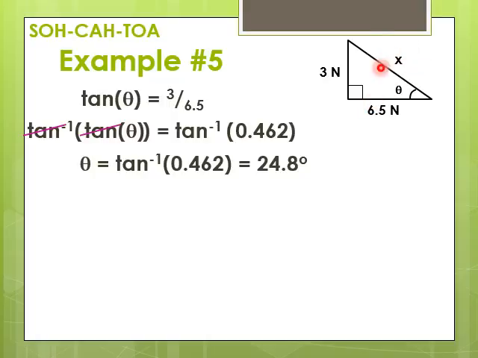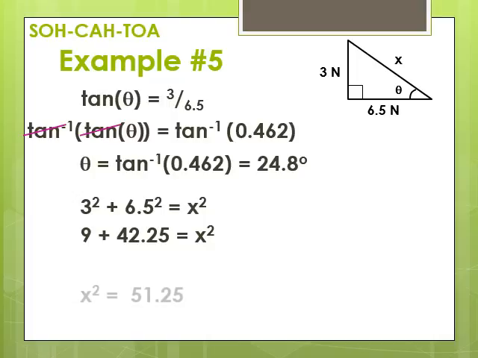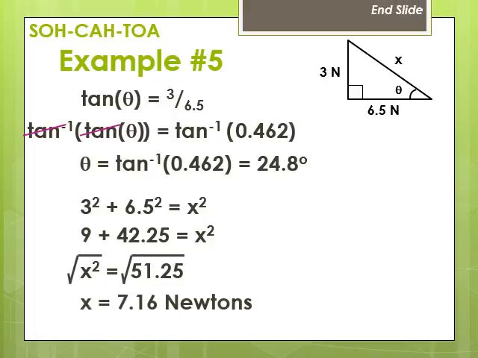Now to find this side, the hypotenuse, I've got these two, a and b, so I take a squared plus b squared, so that's going to be 3 squared plus 6.5 squared is going to be equal to my hypotenuse squared, which is x squared. 3 squared is 9, 6.5 squared is 42.25, and x squared, we add those together, we get 51.25, square root of both sides. And that gives us that x is going to be equal to 7.16 newtons. Now, newtons is not a unit we've really talked about because it's a unit of force, but capital N refers to newtons, so the hypotenuse is going to be in newtons.